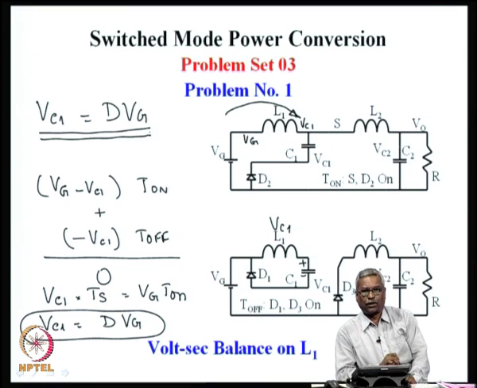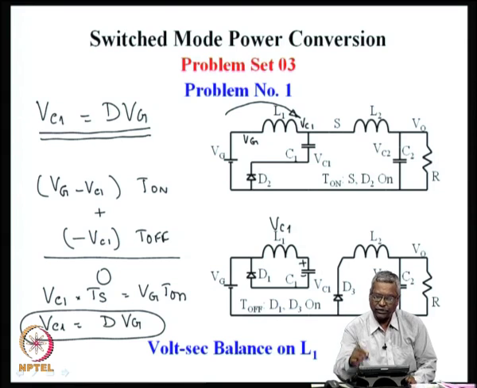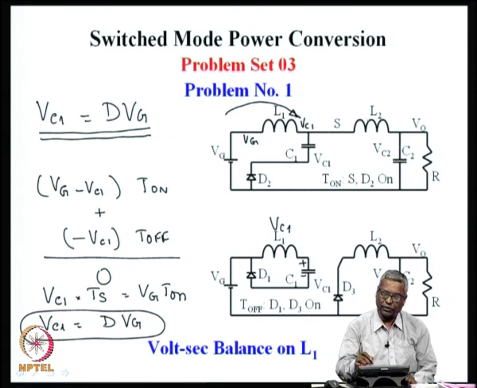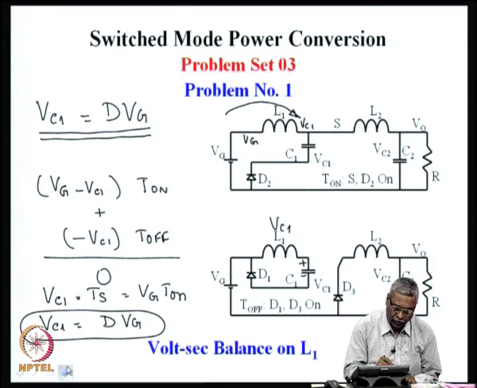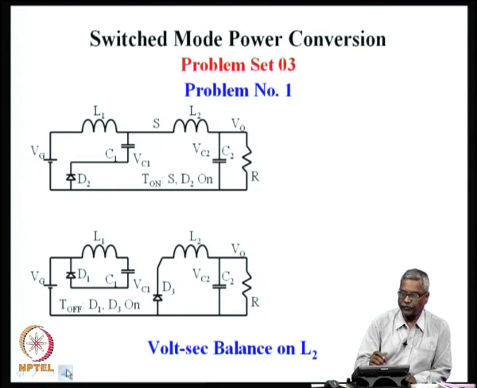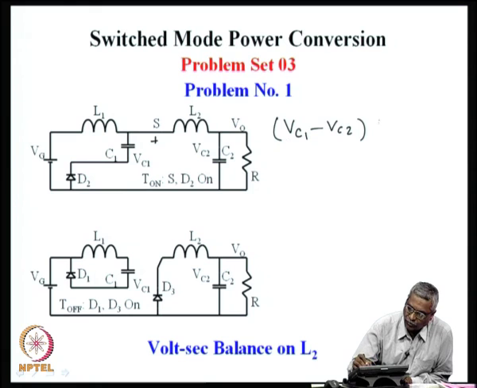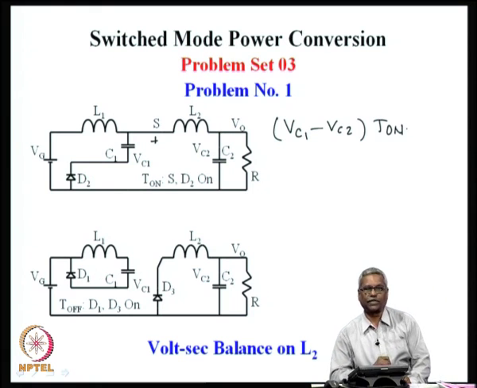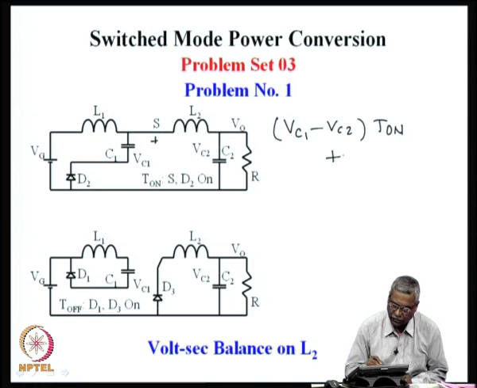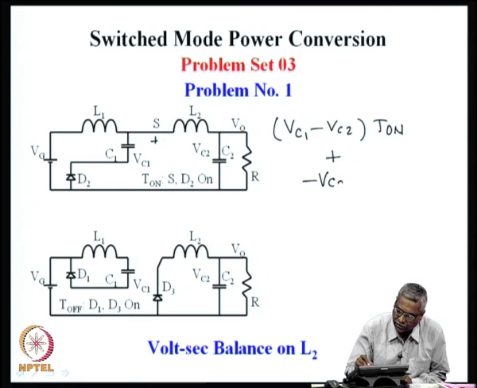Now, if we apply volt-second balance in L2, we will be able to find out the relationship from Vc1 to Vc2. For example, during the T on time, the voltage on L2 is Vc1 on the left hand side and Vc2 on the right hand side multiplied by T on. So, that is the volt-second during the on time, plus during the off time, this end is 0, this end is Vc2. So, we might say that minus Vc2 into T off.